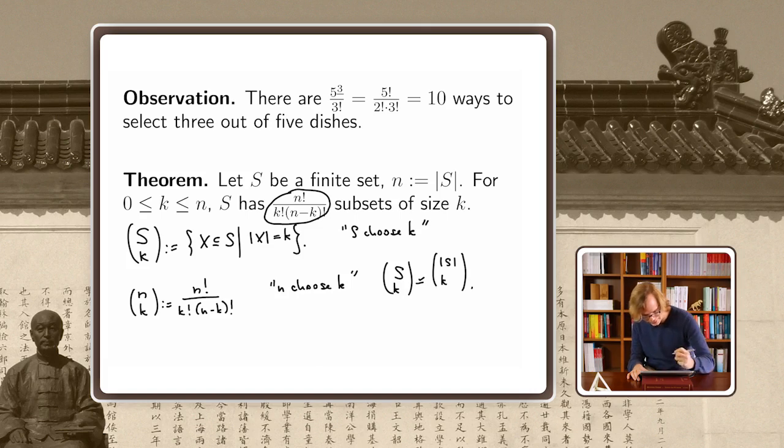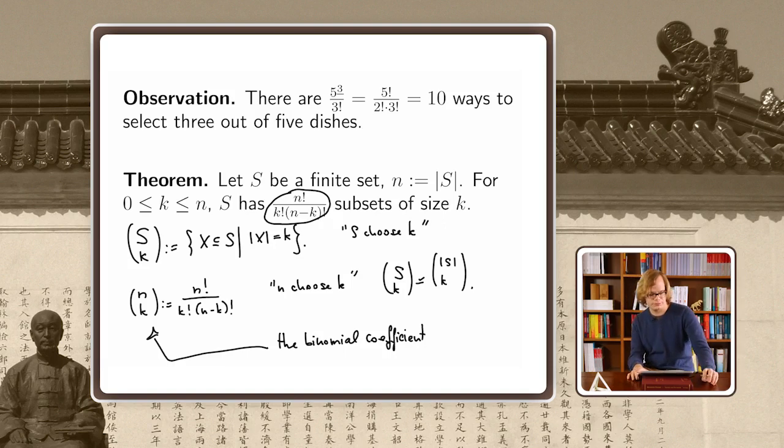And this thing is very important. It has its own name. It's called a binomial coefficient. The binomial coefficient is arguably maybe the most important object in enumerative combinatorics, so we will see it a lot during the coming sections.